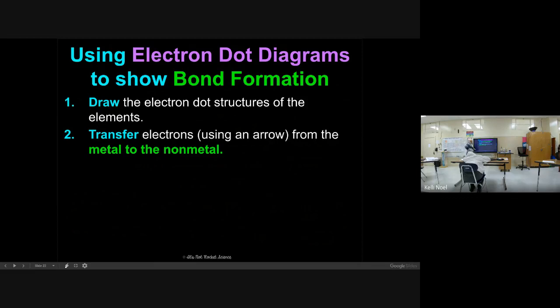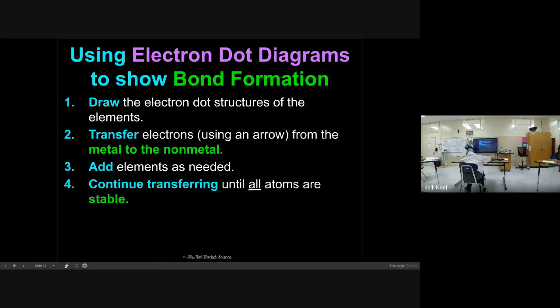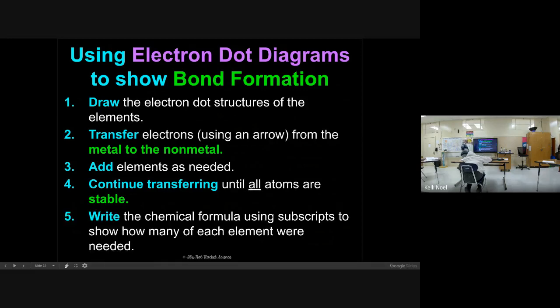So the first thing you would do is draw both electron dot structures for each of the elements in the compound. Then you're going to use an arrow to show which electrons from the metal are going over to the nonmetal. You may have to add more elements of either the metal or the nonmetal to make it work. And then you're going to keep transferring until all the atoms are stable. In other words, until all the electrons around the metal have been used or sent over to the nonmetal. And then you write the chemical formula using subscripts to show how many of each element were needed.